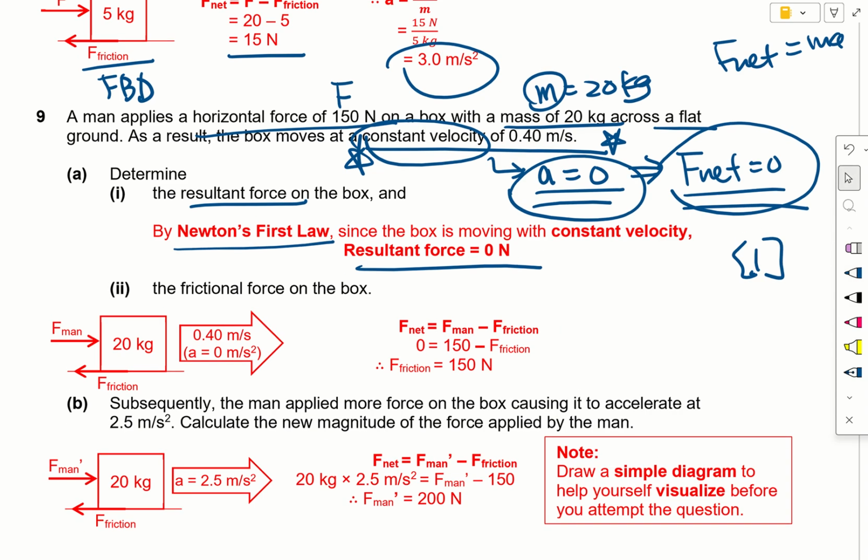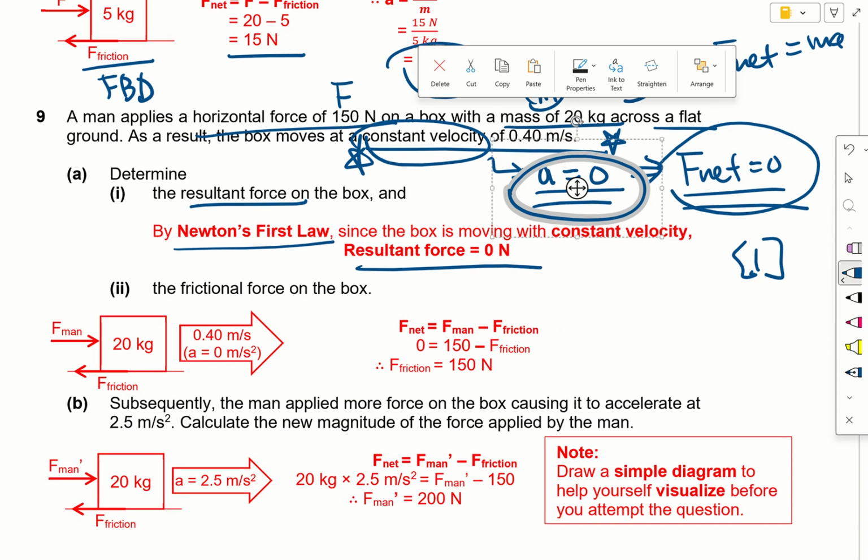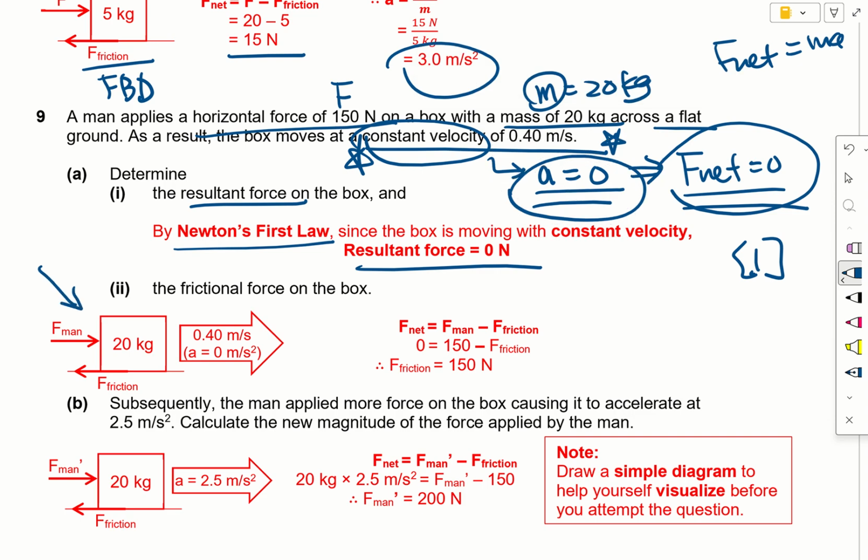Now the frictional force on the box. So you draw your free body diagram. So I'll just make use of this. The man actually exerts a force of 150 Newton. So by right, if I push something, there could be acceleration.